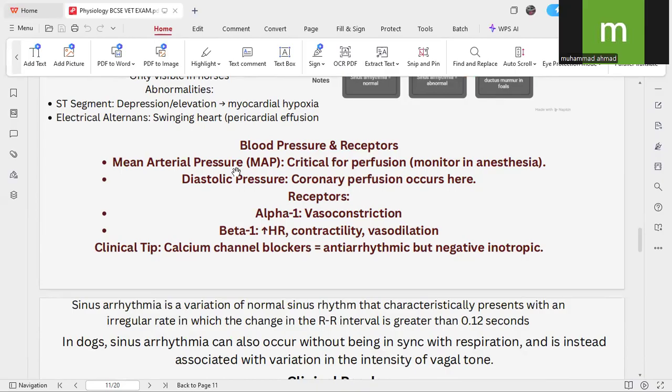Blood pressure and receptors. Mean arterial pressure is critical for perfusion monitoring in anesthesia. Diastolic pressure, coronary perfusion occurs here. Alpha 1 receptors involve contraction of the smooth muscles and cause vasoconstriction. Beta 1 increases the heart rate and contractility, and beta 2 causes vasodilation. Calcium channel blockers are antiarrhythmics but are negative inotropes.